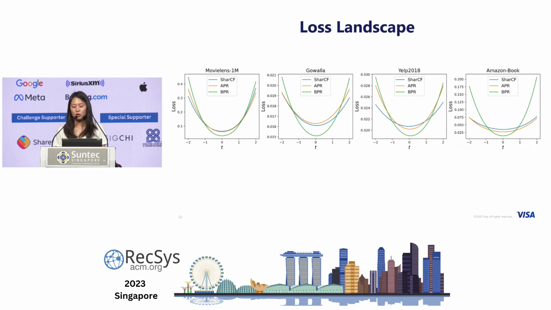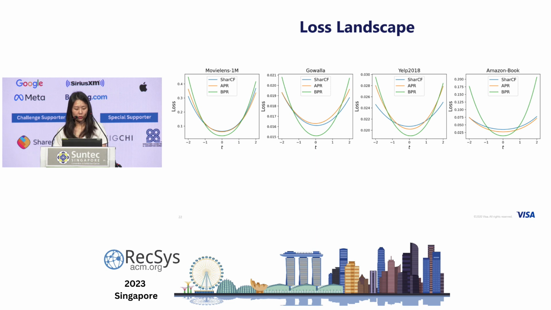This slide shows the training curves of BPR, APR, and SharpCF on all 4 data sets. And as we mentioned in the beginning of this talk, prior work has demonstrated that there is a strong correlation between the flatness of the loss landscape and the generalizability and robustness of a model. We observed that BPR has a sharper local minima in the loss landscapes as compared to APR and SharpCF across all data sets. And adversarial techniques such as APR and SharpCF tend to generate flatter loss.